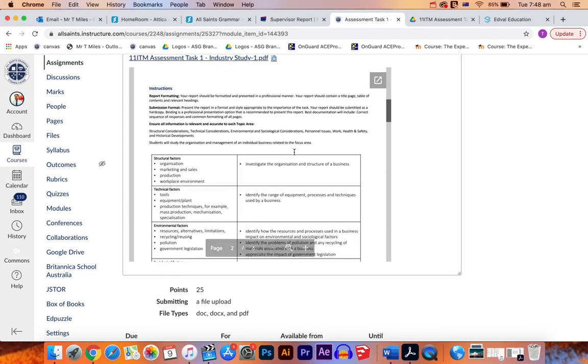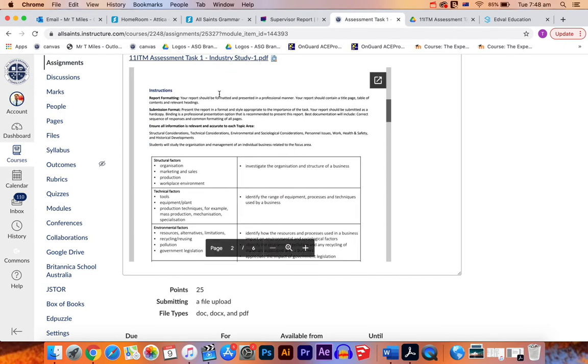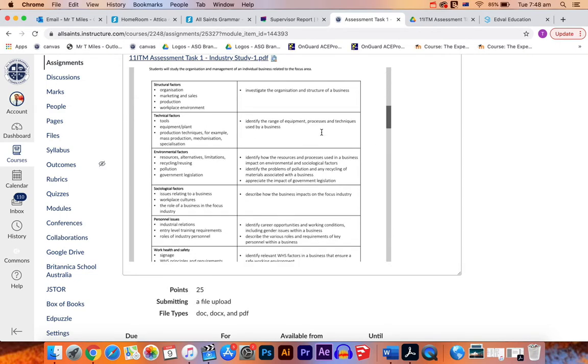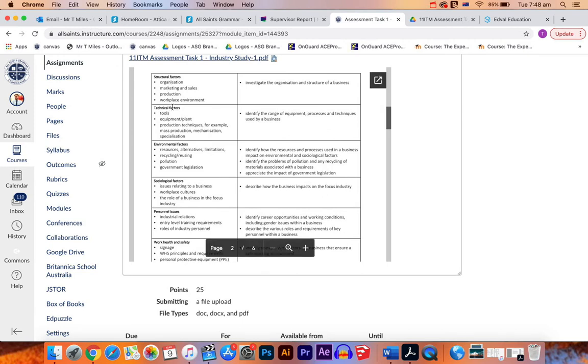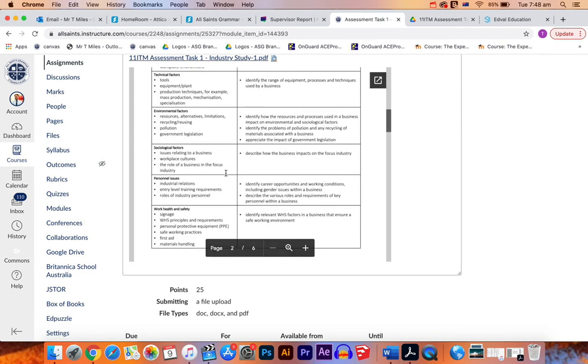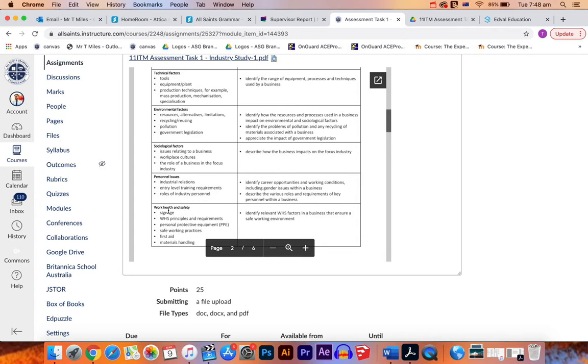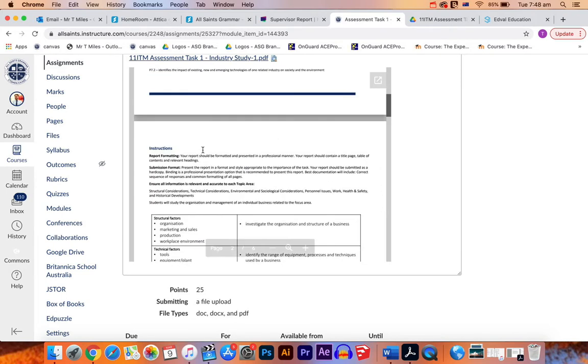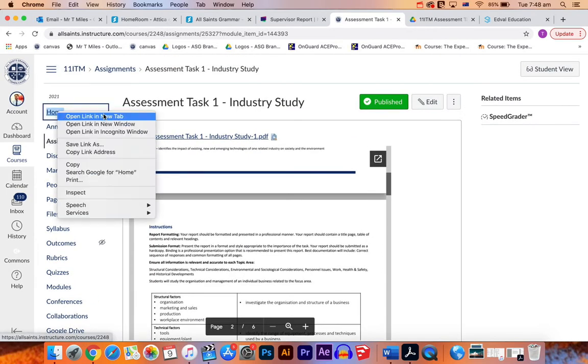Okay. So what do you need to do? You need to write a report that is well formatted, clear, and elaborative to an extent that you've covered all the required information, but you're not waffling on and including unnecessary things. The different areas in the report are the structural factors, technical factors, environmental factors, sociological factors, personnel issues, and work health and safety. We have been through this in class in the industry study slideshow, and I got you to complete a few activities based on that.